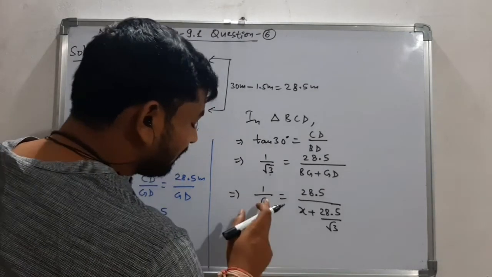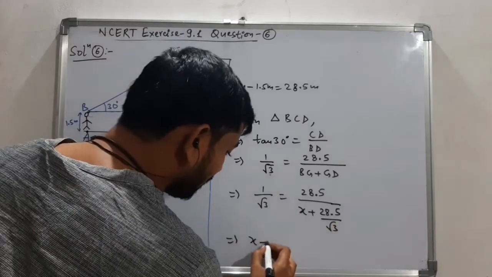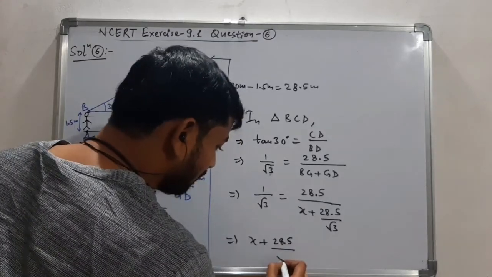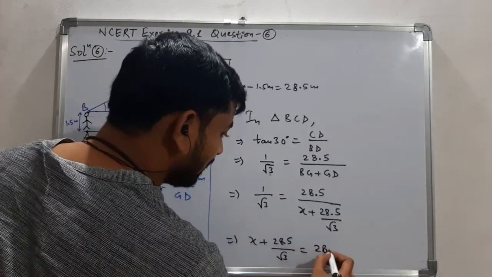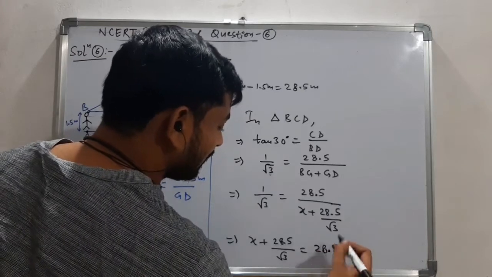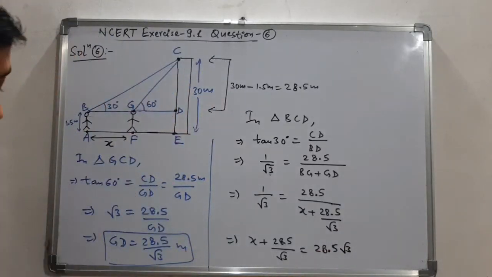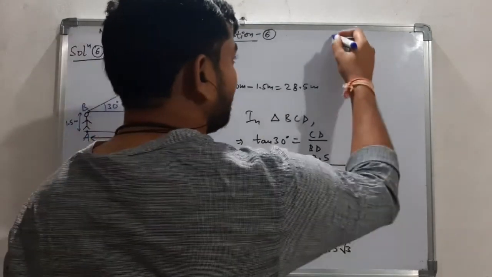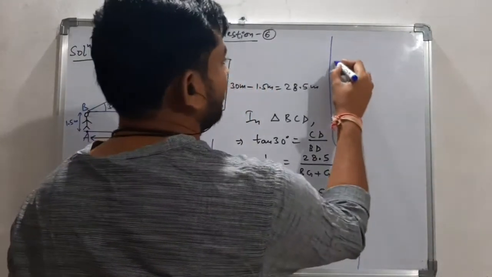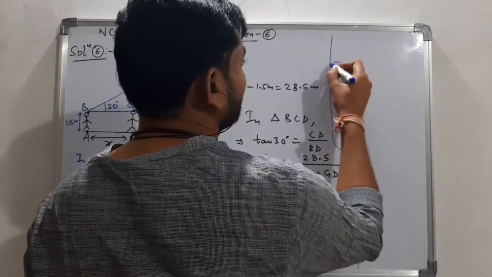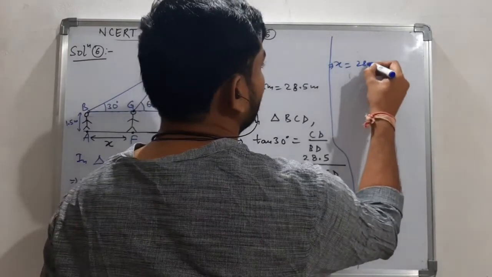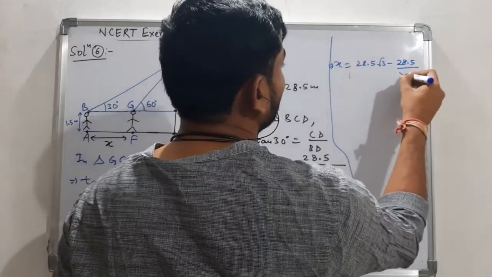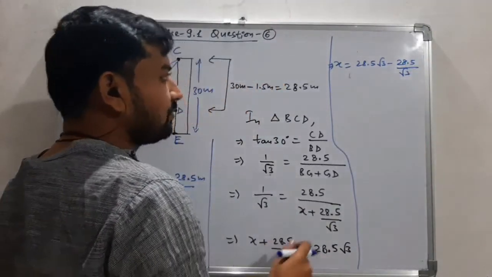So when we cross multiply this, 1 will be multiplied with the denominator, so we are getting X plus 28.5 upon root 3 is equals to 28.5 root 3. Now we have to calculate the value of X, so we will be shifting this value here to the right hand side. So X is coming out to be 28.5 root 3 minus 28.5 upon root 3. This is what we are getting from here.